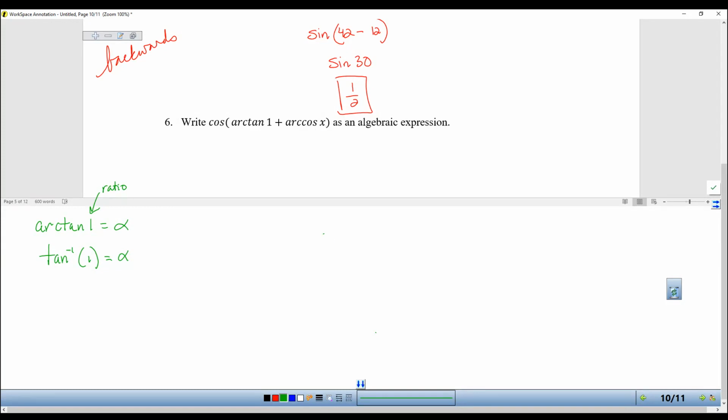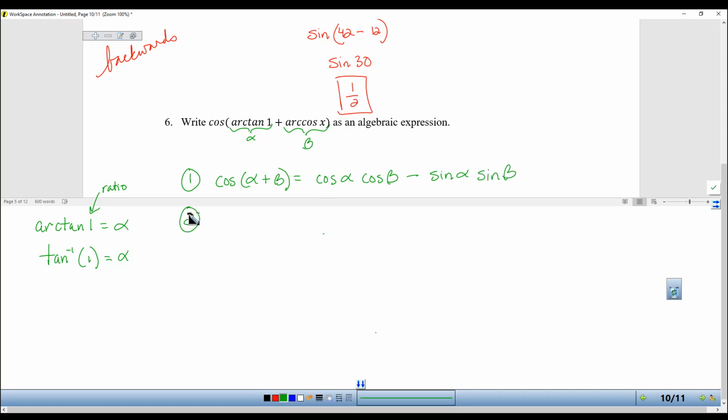And that won't work when you have an x there. But keep in mind that this represents an angle, and this represents an angle. And if you think of it that way, then you will do the exact same steps we just used. Step 1, this is cosine of alpha plus beta. So write out the formula. It's going to be cosine, cosine, minus, for cosine it's opposite, sine, sine.